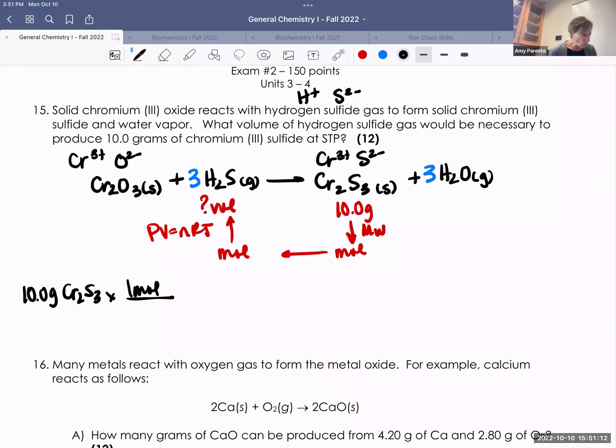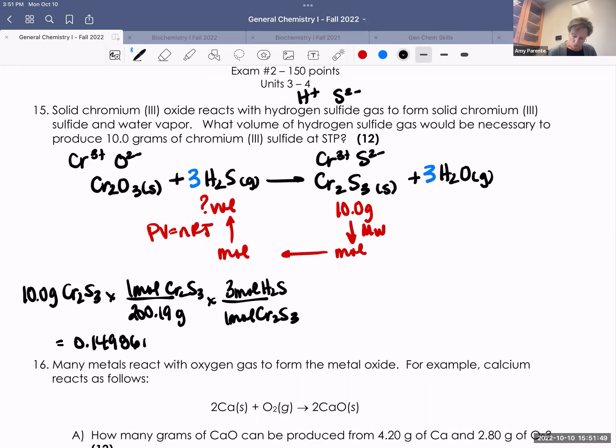So 1 mole of Cr2S3 is 200.19 grams. Change who I'm talking about. Balanced chemical equation is important here. 1 mole of Cr2S3 is 3 moles of H2S. That's why it's important to have that balanced chemical equation, why it's important to make sure I always have values, units, and qualifiers when I'm doing my unit conversion, so I don't forget that piece. Go through the math here, and that's going to give me 0.14986 moles of H2S.